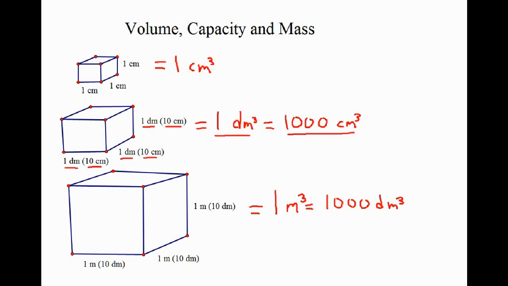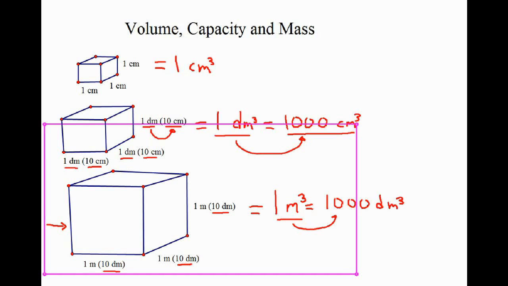So you can see here that converting cubic units of volume works a little bit differently than linear units. 1 decimeter is 10 centimeters, but 1 decimeter cubed is 1,000 centimeters cubed. Similarly, here we have a meter cubed, which is 1 meter by 1 meter by 1 meter. Well, 1 meter is 10 decimeters. So if we were going to calculate the volume of this cube in decimeters cubed, we would multiply length times width times height. 10 times 10 times 10 is 1,000. So 1 meter cubed is 1,000 decimeters cubed.